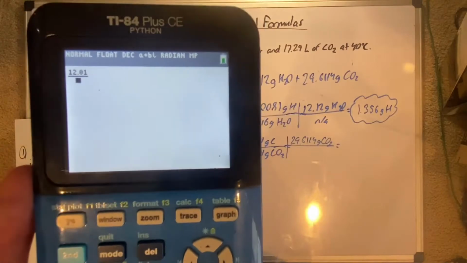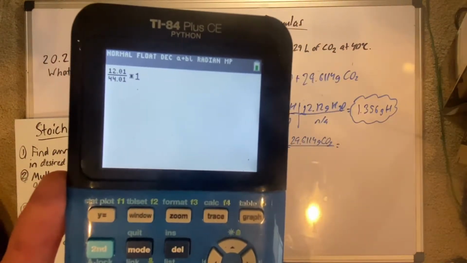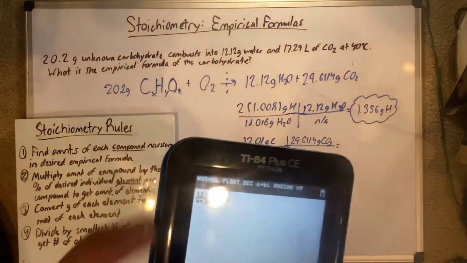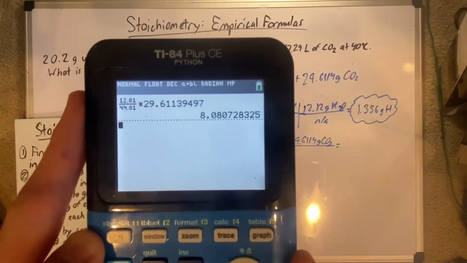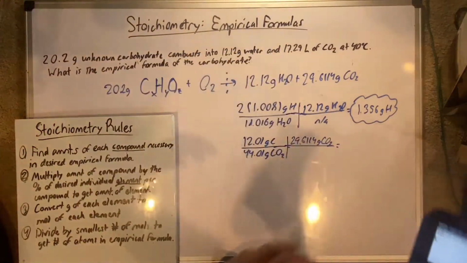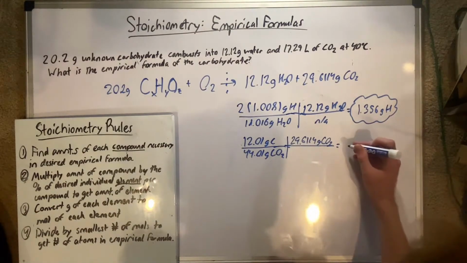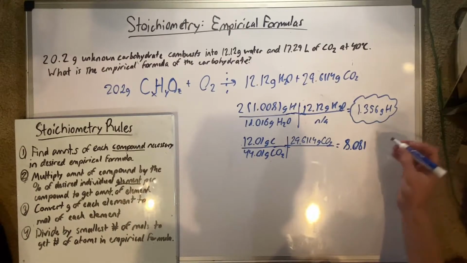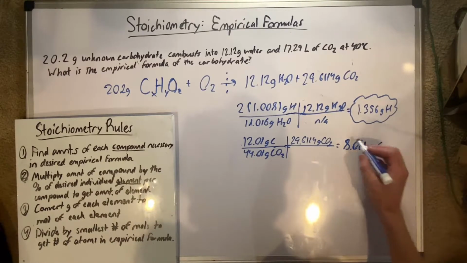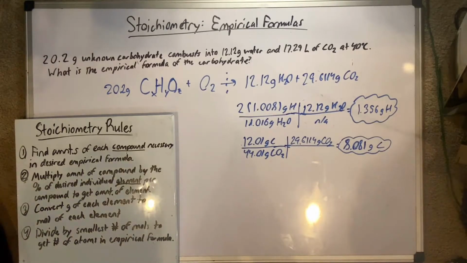12.01 divided by 44.01 times 29 point... Actually, you know what? I'm going to go back because this calculator is cool and I can just select this thing here and put it there so I can get an exact number. Because again, we don't like to round off until the very end. Is equal to 8.081 approximately grams of carbon. So that's how many grams of carbon are present in the whole thing, and now we're missing just one.